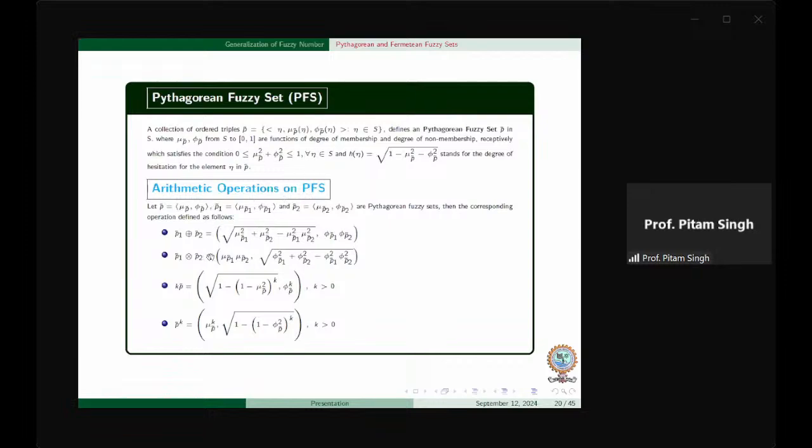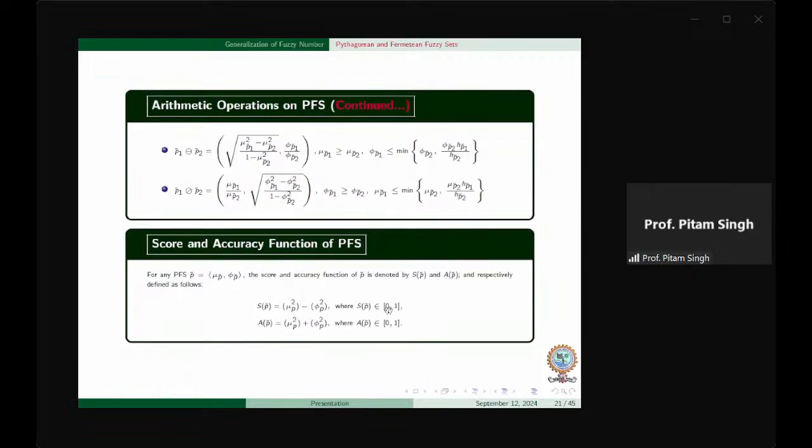We can consider the arithmetic operations for these sets and numbers. We have various considerations for numbers: sum, multiplication, and like that. So this is all about Pythagorean fuzzy sets. In the same way, we can consider arithmetic operations, subtraction, division, like that. The same kind of number theory, systematic arithmetic operations on Pythagorean triangular fuzzy numbers. And score functions can be defined for fuzzy sets only.